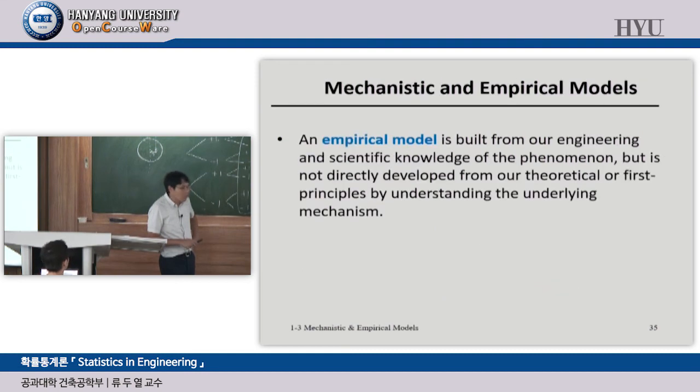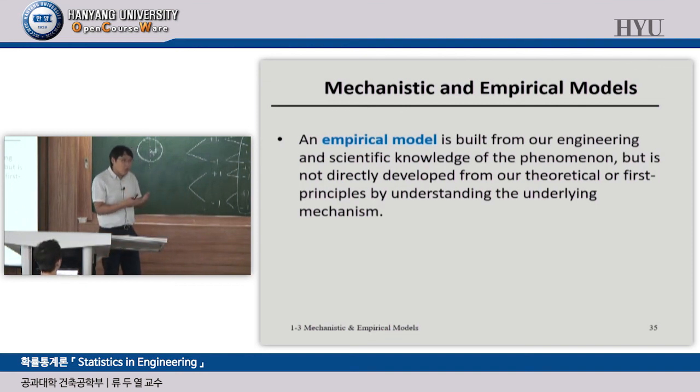But there is also an empirical model, and this is built from our engineering and scientific knowledge of the phenomenon, but it is not directly developed from theoretical or first principles by understanding the underlying mechanisms. For example, in the case of concrete, we produce concrete by including 4 different components. The first one is the cement, the second one is the water, the third one is the coarse aggregate like gravel, and the fourth one is the sand, fine aggregate. Since the concrete consists of these 4 different materials, it is really difficult to predict the strength of the concrete.